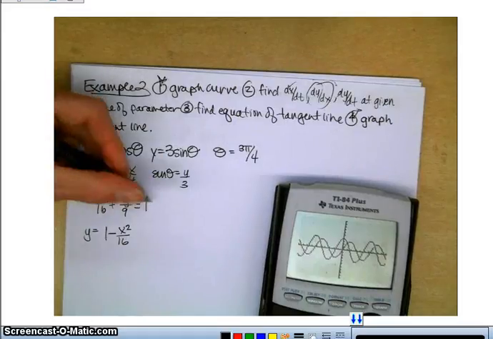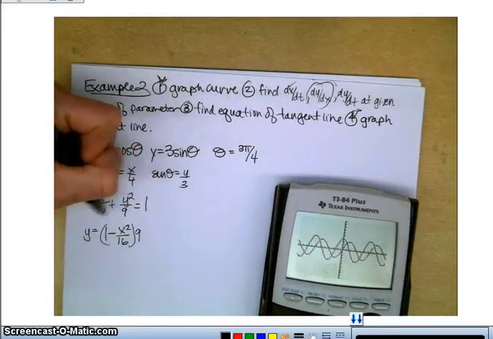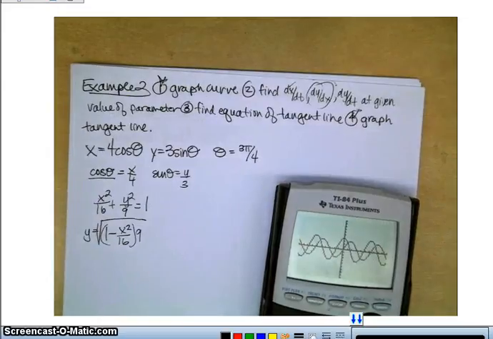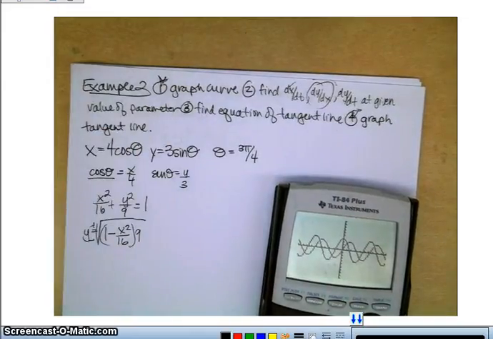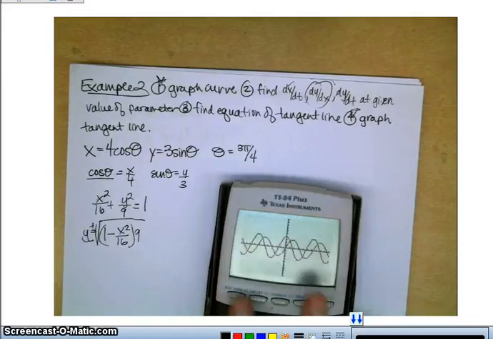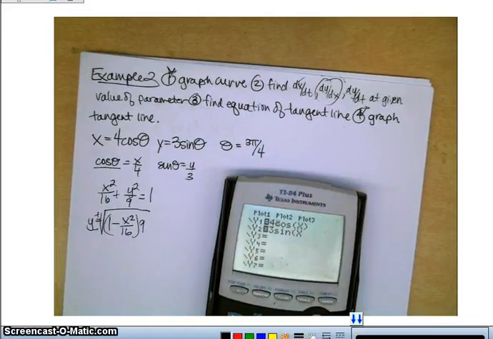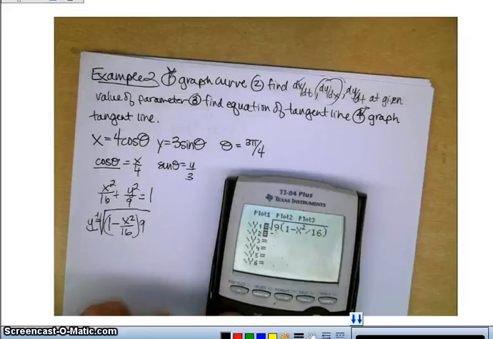Okay, so I subtract that, multiply everything by 9, and then take the square root. I would have to type in both the positive and the negative in order to get the correct equation. So I go to my y equals and clear these equations out. I'm going to type in second square root, 9 parentheses 1 minus x squared divided by 16, and enter, and then I'm just going to do that same thing with a negative sign in front of it.